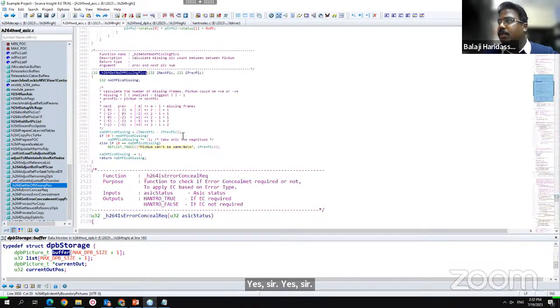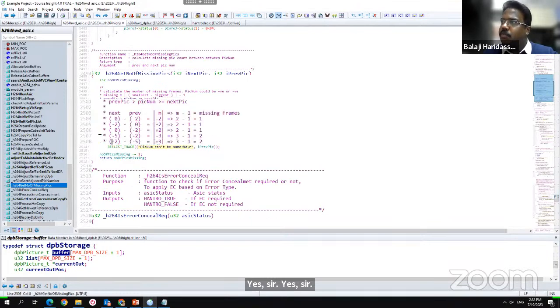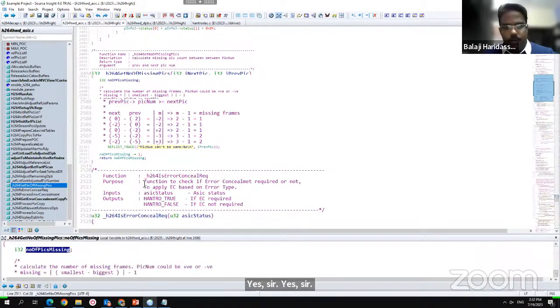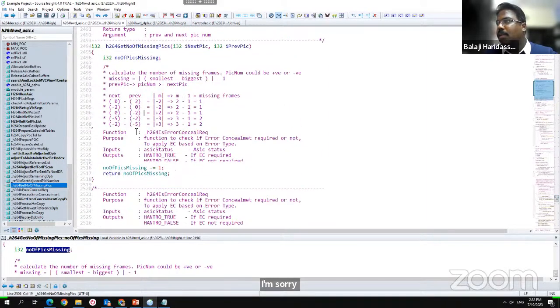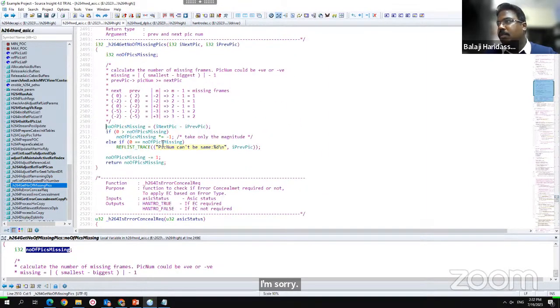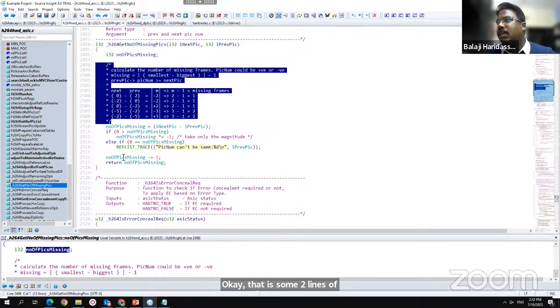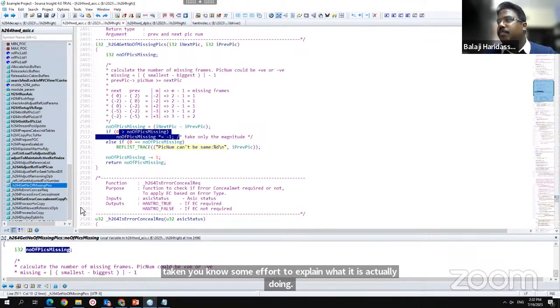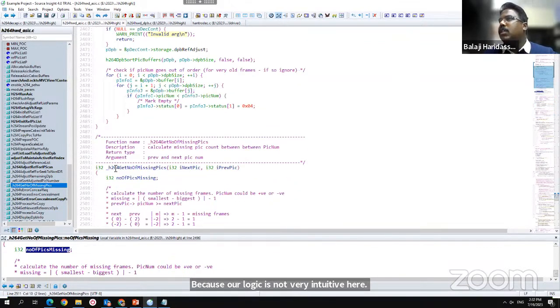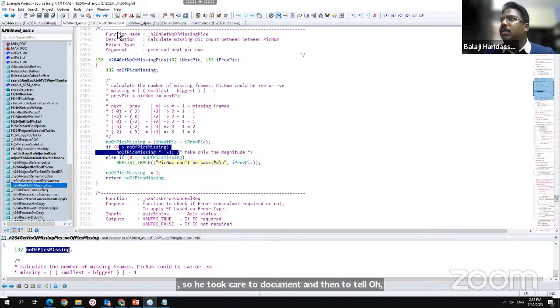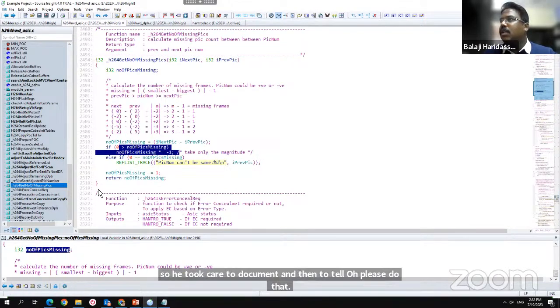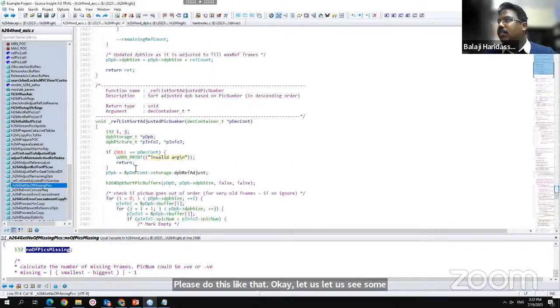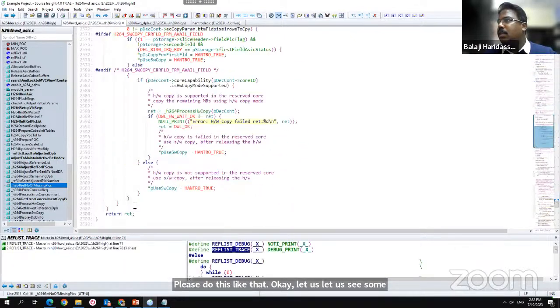See here, this is another example. Okay, a simple table. There are only some 2 lines of code, but this person has taken some effort to explain what it is actually doing because the logic is not very intuitive here. So he took care to document and tell people to do this, do that. Okay, let us see some more. So these are some of the references that you can take.